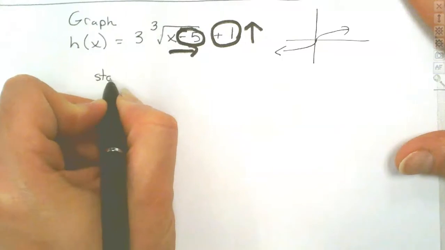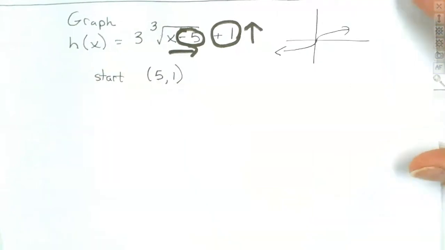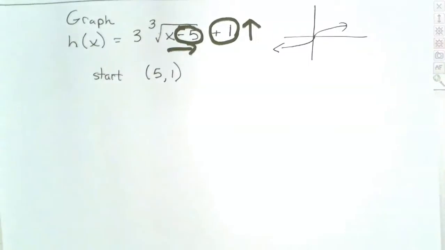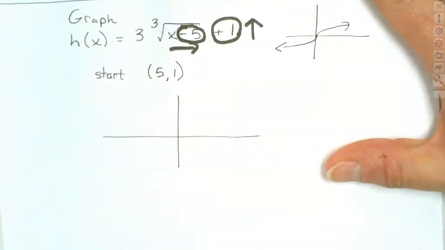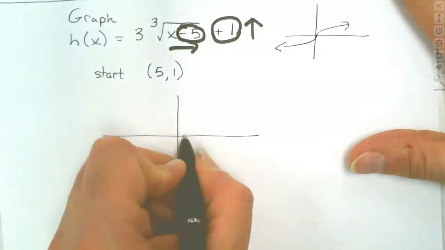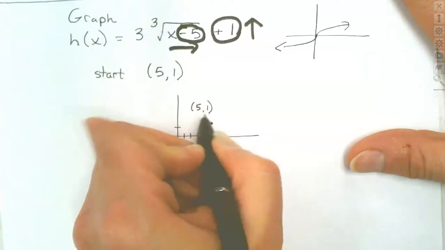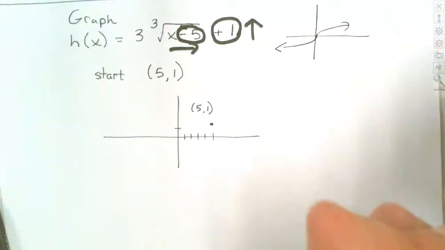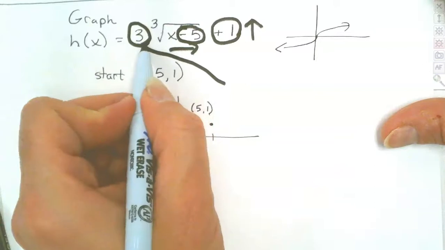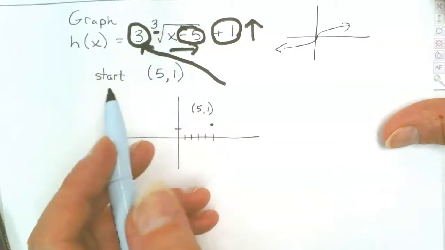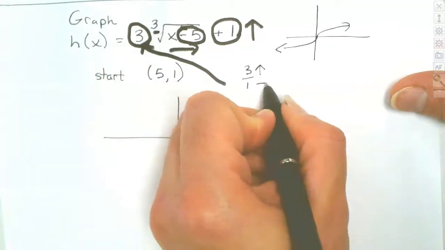So identify where we start. In this case, we start at 5, 1. So we're going to start here at 5, 1. And 5, 1 would be over 5 and up 1, which is right here. Now, what number's in front? Well, that 3 is in front. Don't get that cube mixed up with the 3. They're separate. The 3 in the cube root goes with the root, but that 3 is in front. So what does that tell us then? That tells us we go up 3, over 1.